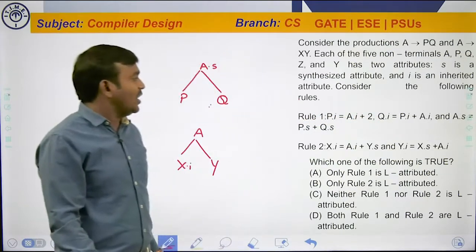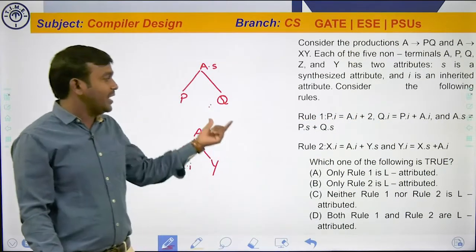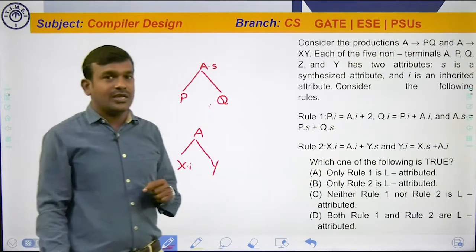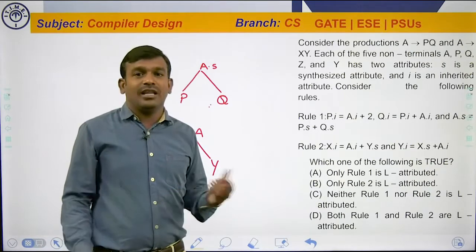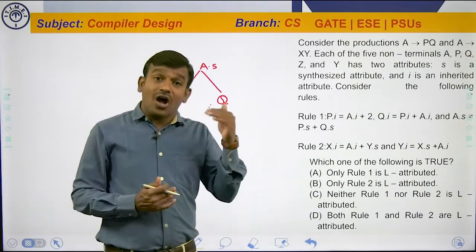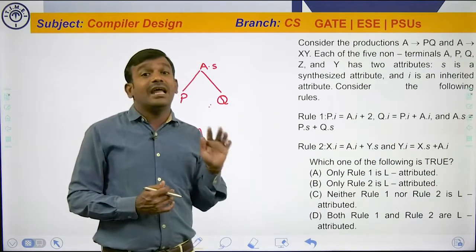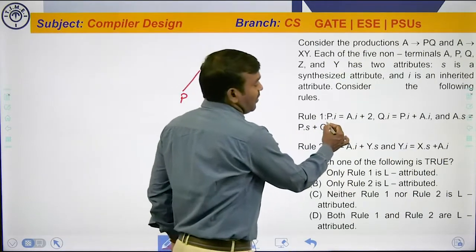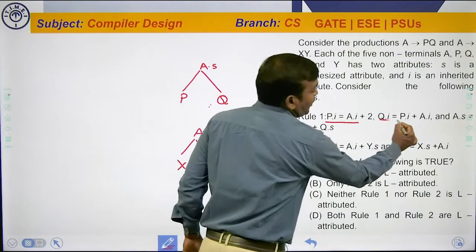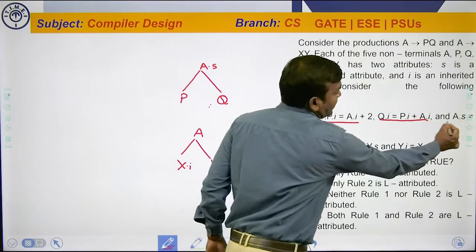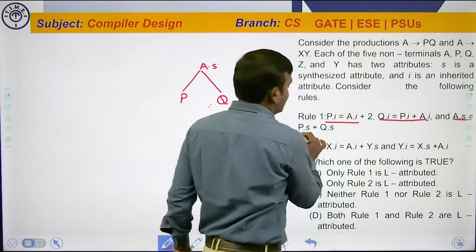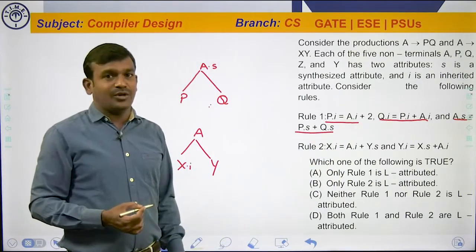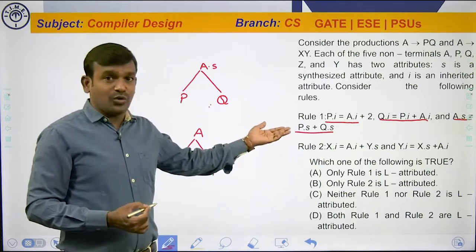Then A dot S equivalent to P dot S plus Q dot S. So that is a synthesized attribute. Anyway, L attributed allows all the synthesized attributes and the inherited attributes which are evaluated from the parent or left hand side sibling. So here it is evaluated from the parent, here it is evaluated from the parent and left hand side sibling, and here it is evaluated from the children only. So no problem with rule 1. So rule 1 is an L attributed rule, we can say that.